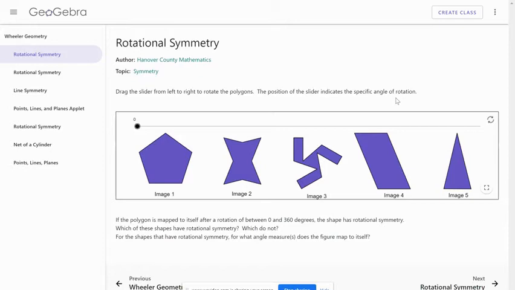Okay, the first one should look familiar because we just got done doing it, so you should already know the answer for that one. But look at the other ones and see if you can make a prediction, and then drag the slider going through one shape at a time and see if you can get the correct answers for each one. So pause your video, try out this applet, and then press play when you're ready to continue.